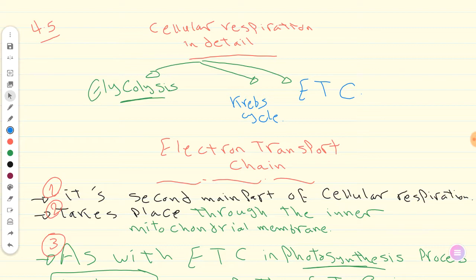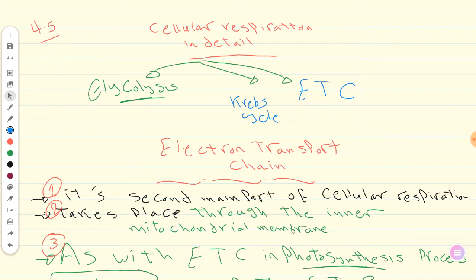Today we will complete section 4.5, the cellular respiration in detail. In the previous sessions, we started to explain the steps or the stages of cellular respiration, and we said that cellular respiration occurs through three different stages. The first one, glycolysis, and then Krebs cycle and electron transport chain, etc.